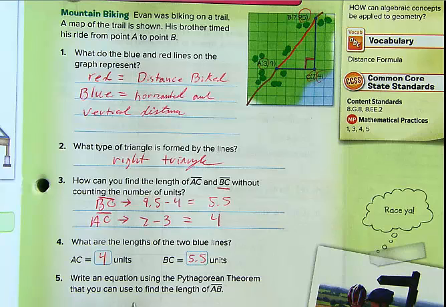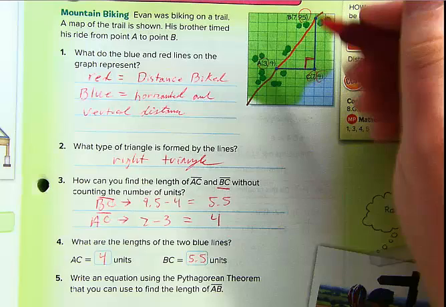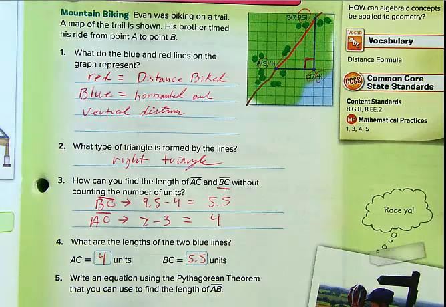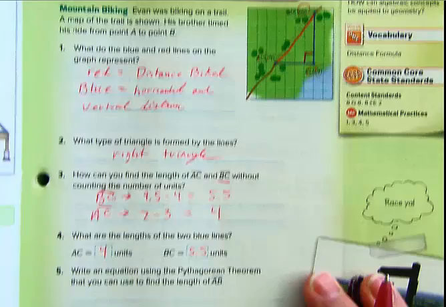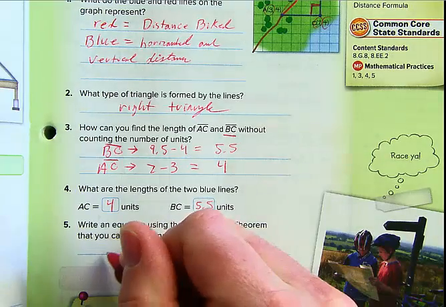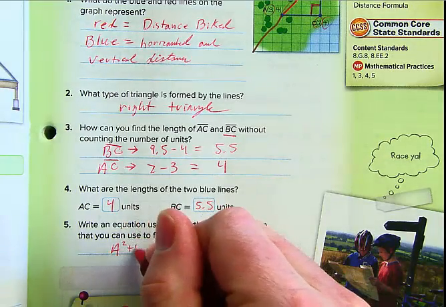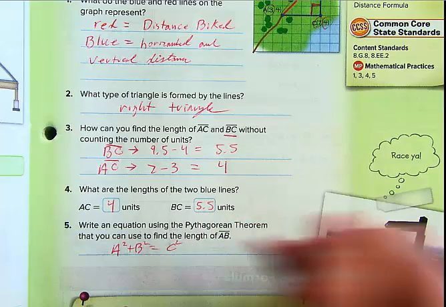It says, write an equation using Pythagorean theorem that you can use to find the length AB. So now we're wanting to find that diagonal length AB right there. So first step is to write the Pythagorean theorem. A squared plus B squared equals C squared. Always write that down first.